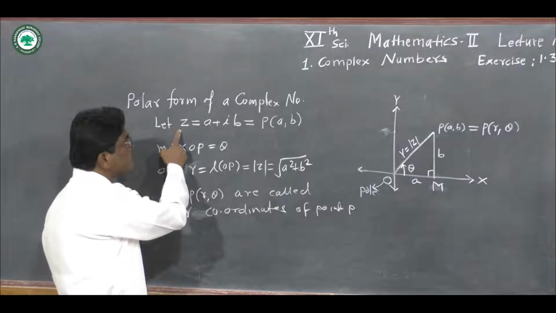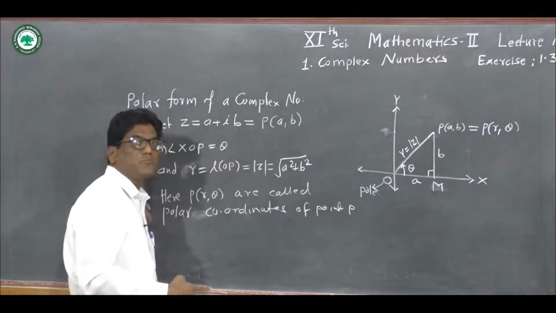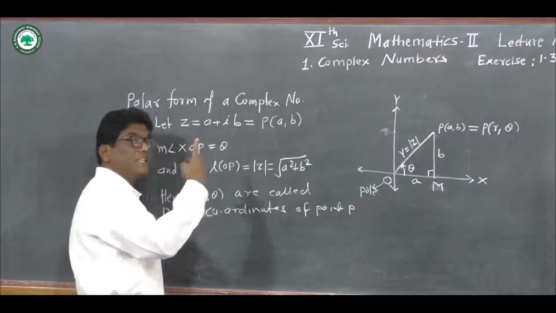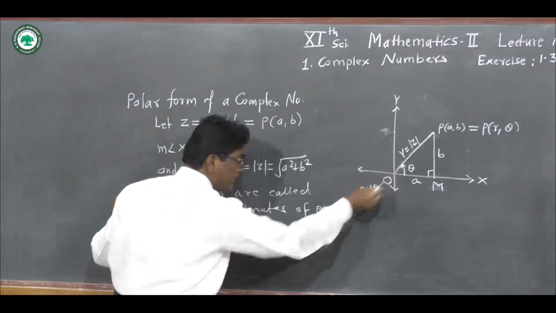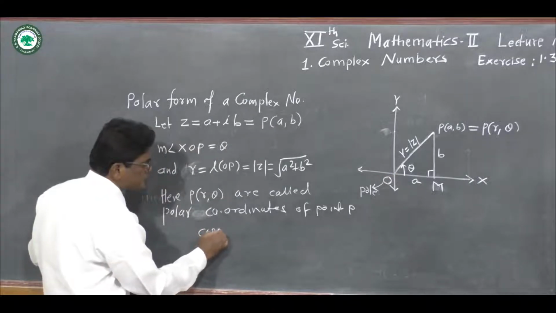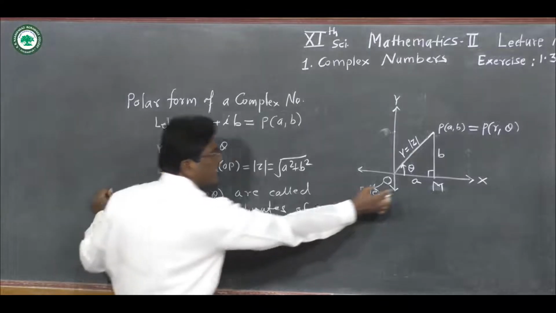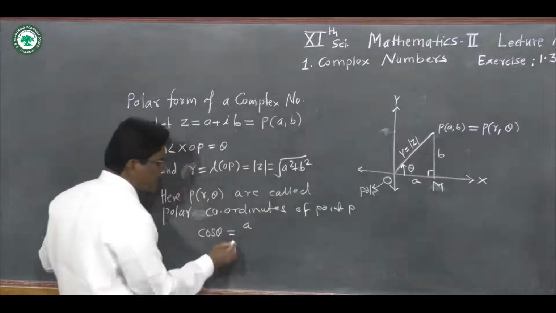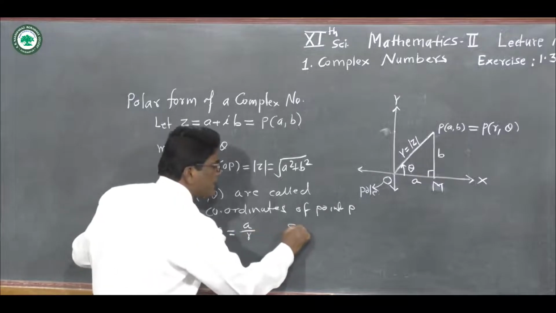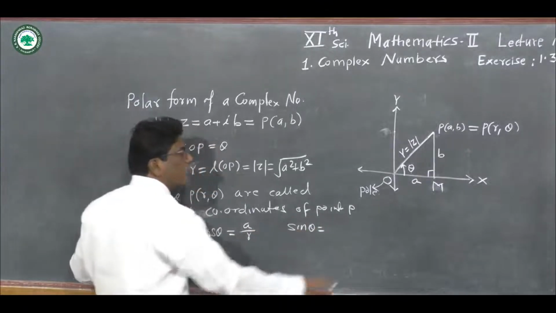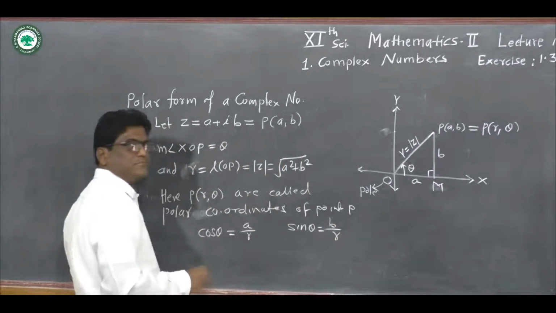Now, from the figure, we have to write the polar form of a complex number. The complex number is Z is equal to A plus I B. What is its polar form? It means we have to write this Z in terms of R and theta. For that purpose, from this figure, what is cos theta? Cos theta is equal to the adjacent side A upon the hypotenuse R. Sin theta is equal to the opposite side B divided by R.